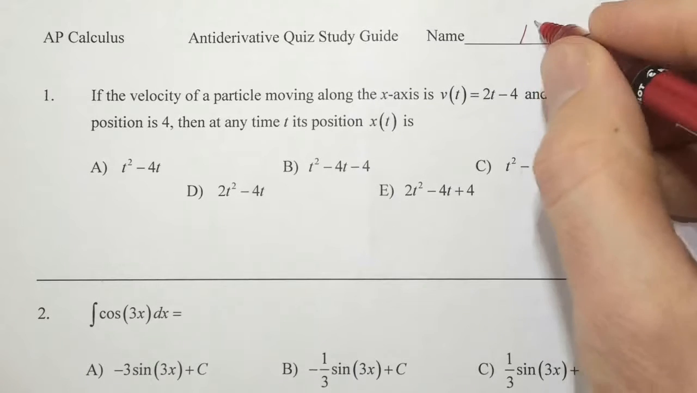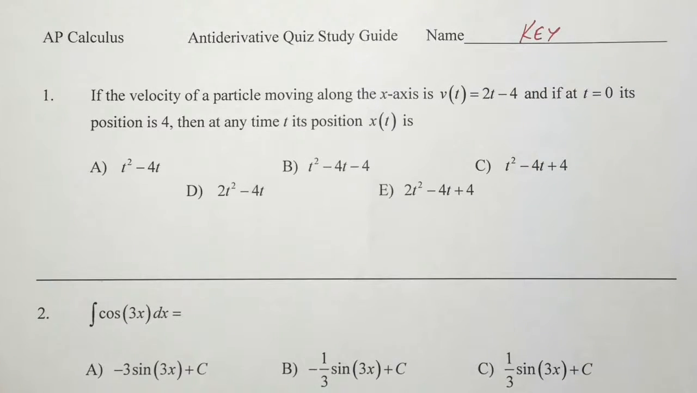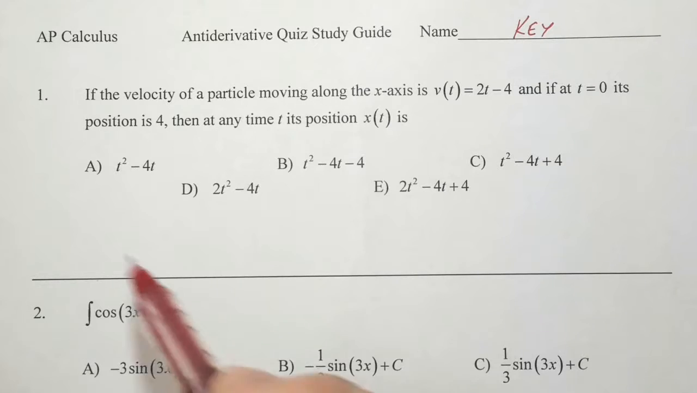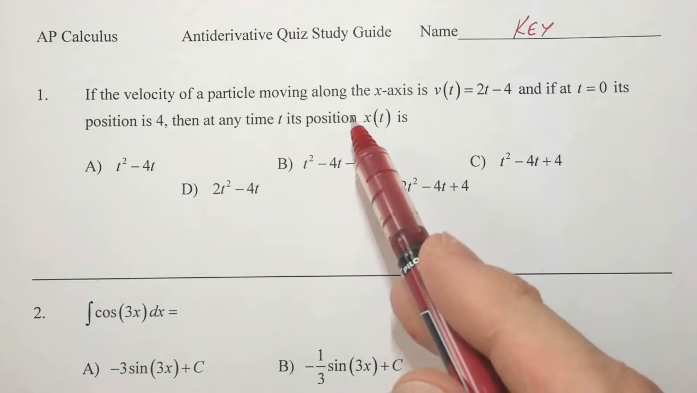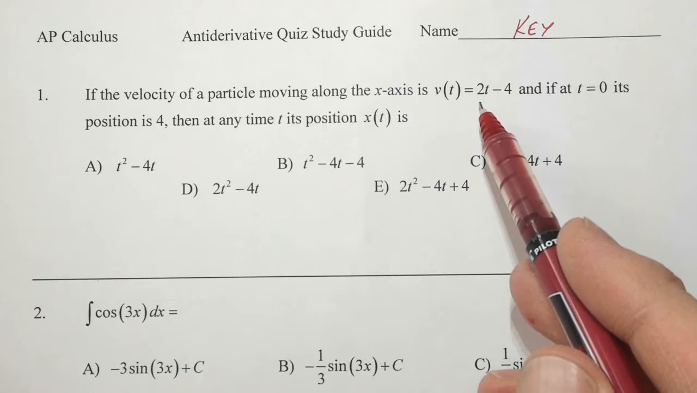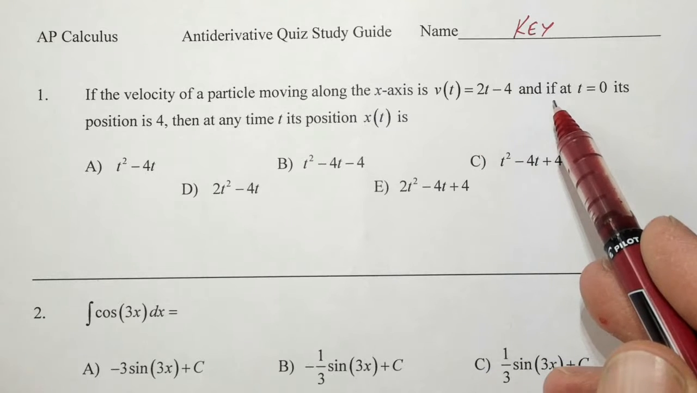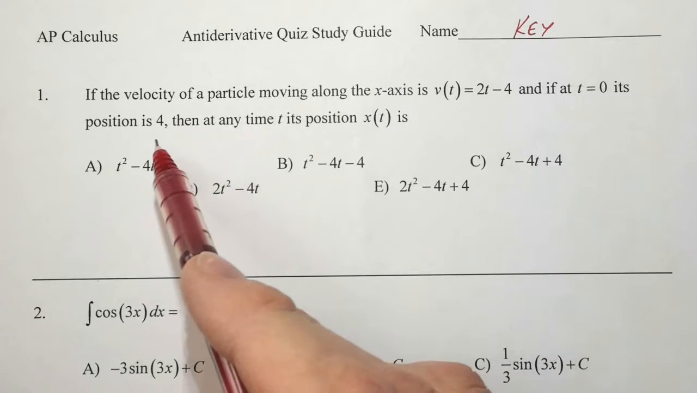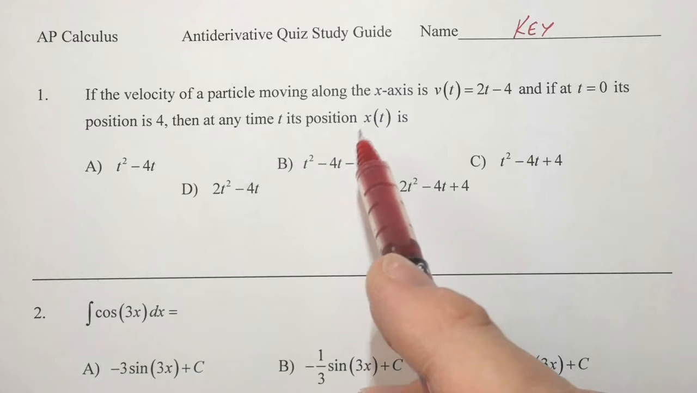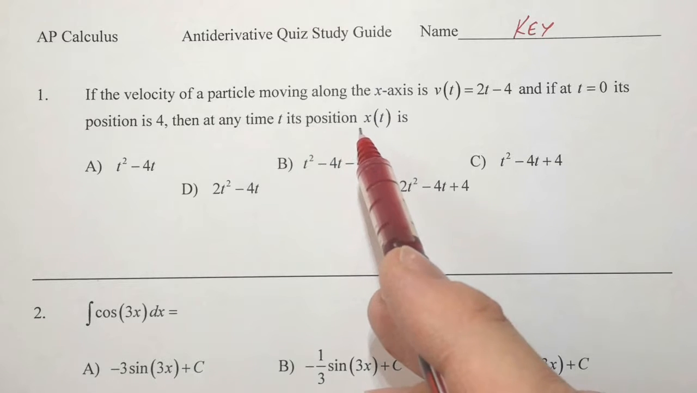Here's the answer key for the antiderivative study guide. Question number 1, if the velocity of a particle moving along the x-axis is v of t equals 2t minus 4, and we have the initial condition that when t is 0, the position is 4, what is the position at any time x of t?